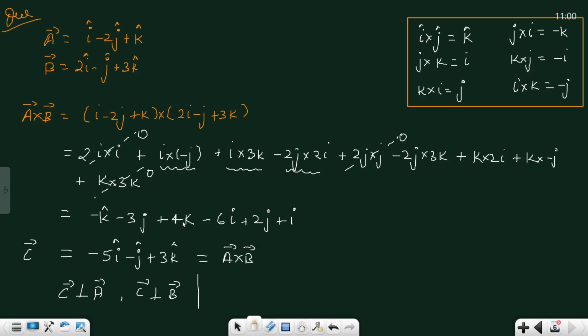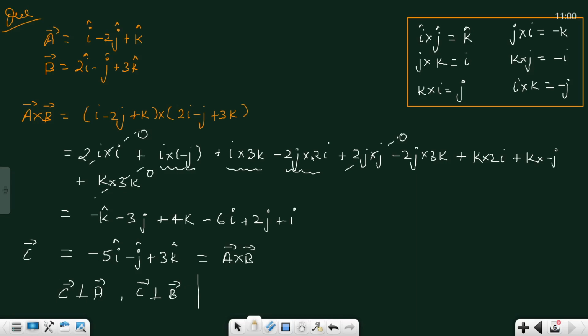No, beta, we are multiplying 2j cross 2i, so j will come first. I have to write it in that way only. I can't interchange the position. If you multiply 2i into j, that will be different. A cross B is not equal to B cross A. Okay, just note it down.